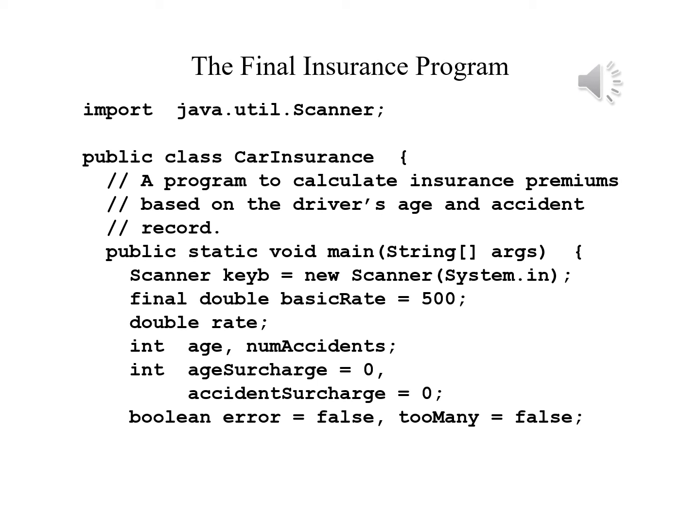Now we're going to have a few additional variables. int age, numAccidents; int ageSurcharge = 0, accidentSurcharge = 0; We've grouped the integer variables in this way because there's a natural connection between the two pairs. boolean error = false, tooMany = false; These two would be reasons not to produce a final charge.